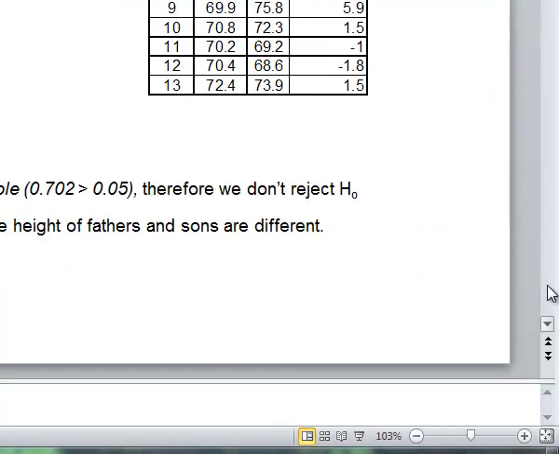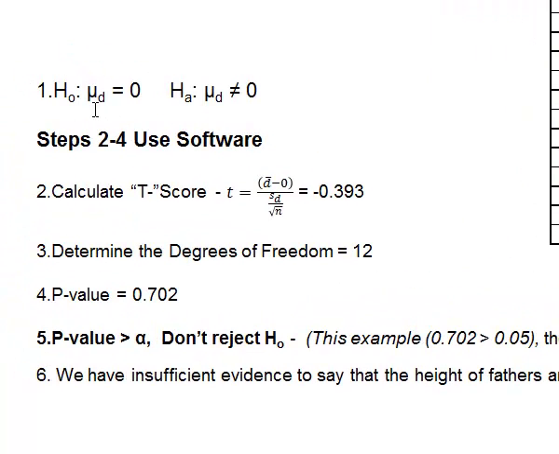So do sons have different heights than dads? A random sample of 13 sons and dads was taken, so we wanted to see if there was a difference. So step one, state the null and alternative hypothesis. The null is that the true mean of the differences is equal to 0.